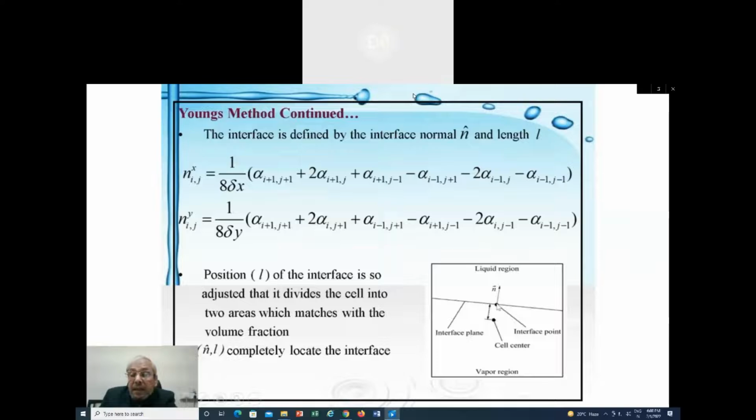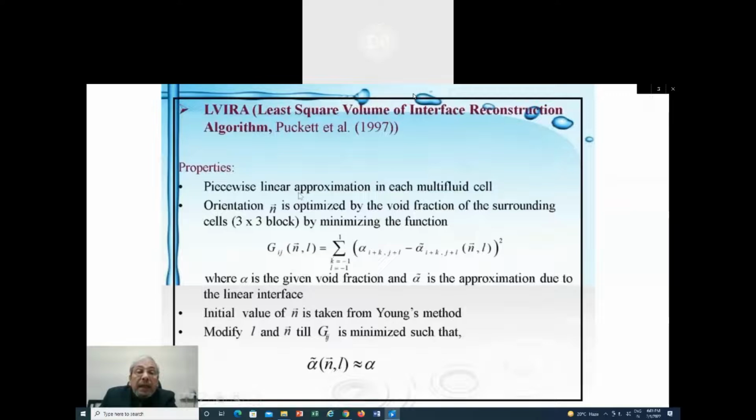This surface normal is calculated from the direction cosines, which are calculated from the void fractions of the cell of interest and the neighboring cells. From the direction cosines, we get the surface normal, and this offset distance from the center of the cell is also calculated. Then we apply an algorithm called ELVIRA, the least square volume of fluid interface reconstruction algorithm. This makes the piecewise linear interfaces in each cell continuous. The ELVIRA algorithm makes those piecewise linear segments continuous.